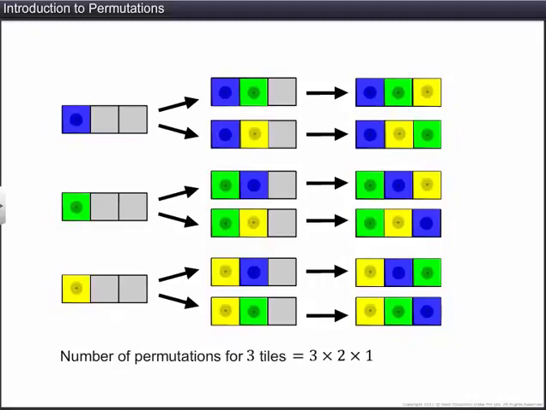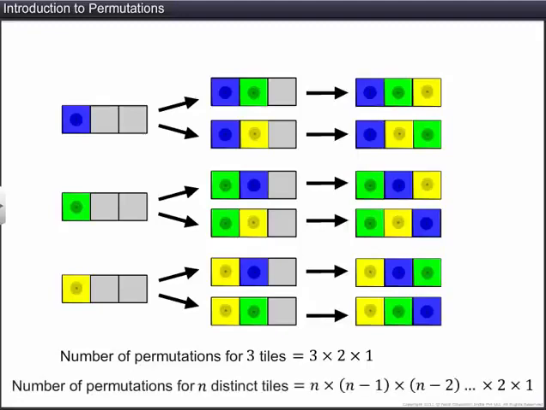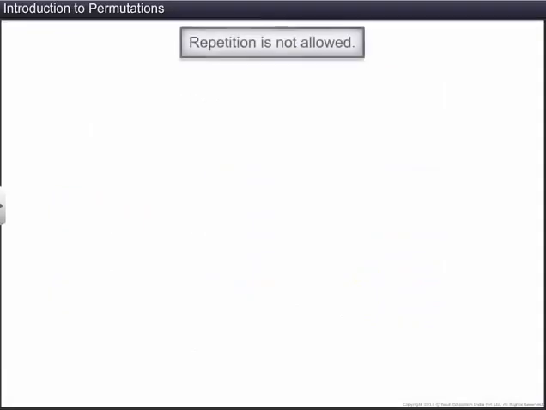Thus, we have the total number of permutations as 3 into 2 into 1. This can be generalized for any number of tiles. For n number of distinct tiles, the number of permutations is as shown. Now, we will see a theorem on permutations.